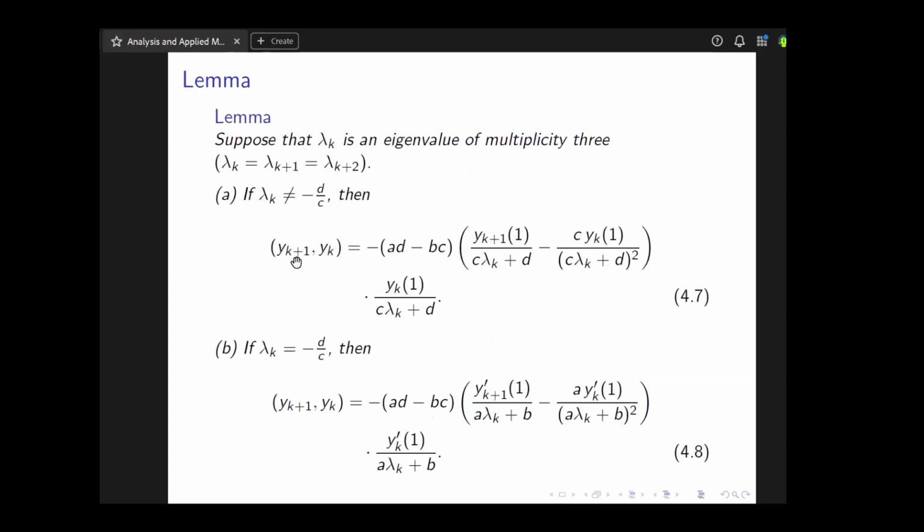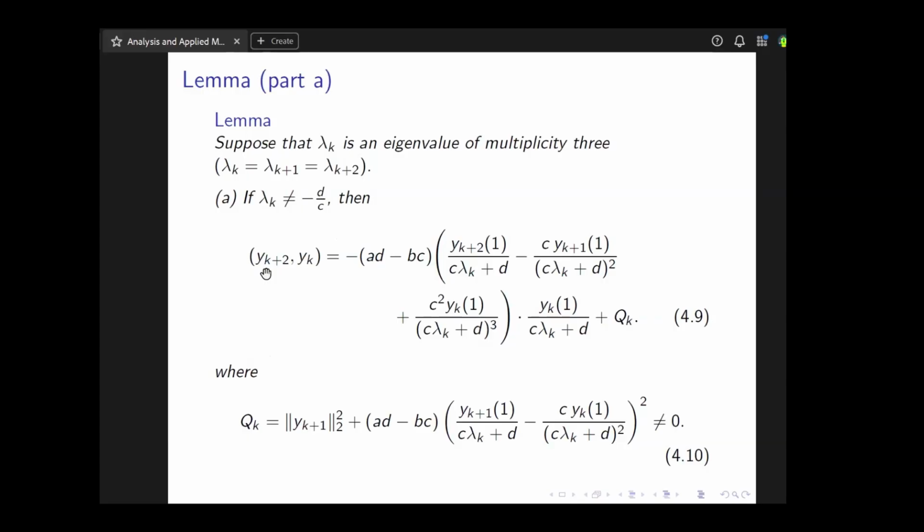We can also find the inner product of the first associated function with the eigenfunction. Surprisingly, we need to know the second associated function to find the formula that you see here. So we need to know yk plus 2 to find the inner product of yk plus 1 and yk, the first associated function and the eigenfunction. Several cases again are possible.